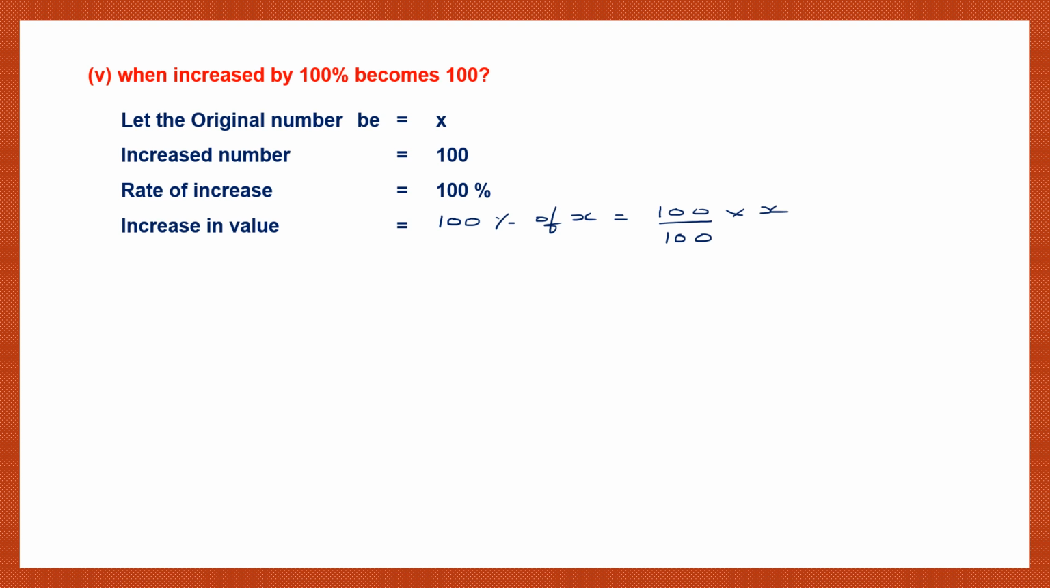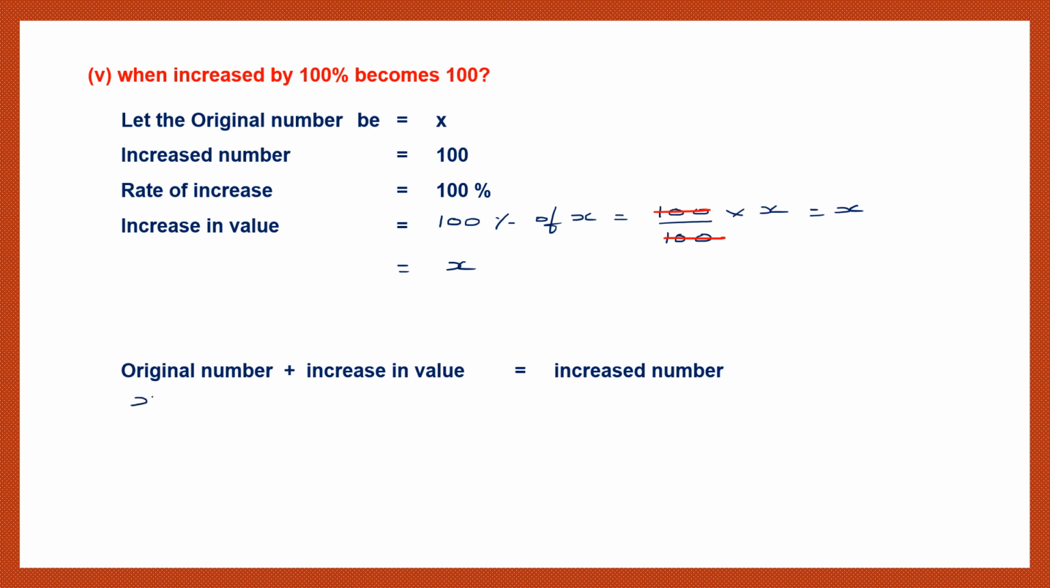So now this is cancelled. 100 and 100 is cancelled. So what is left is only x. So the increase in value is simply the original number, that is x. Now let's find the number. Okay, the original number plus the increase in value. So original number is x. Increase in value is also x.